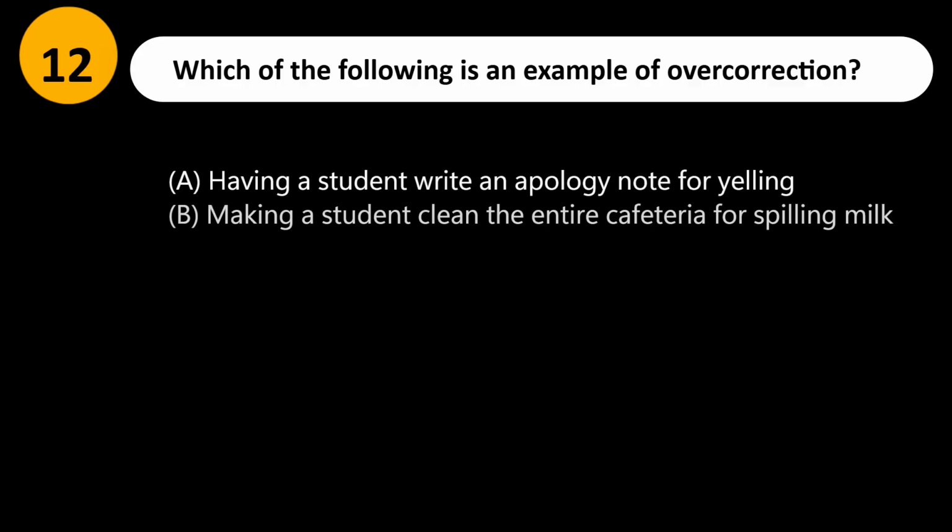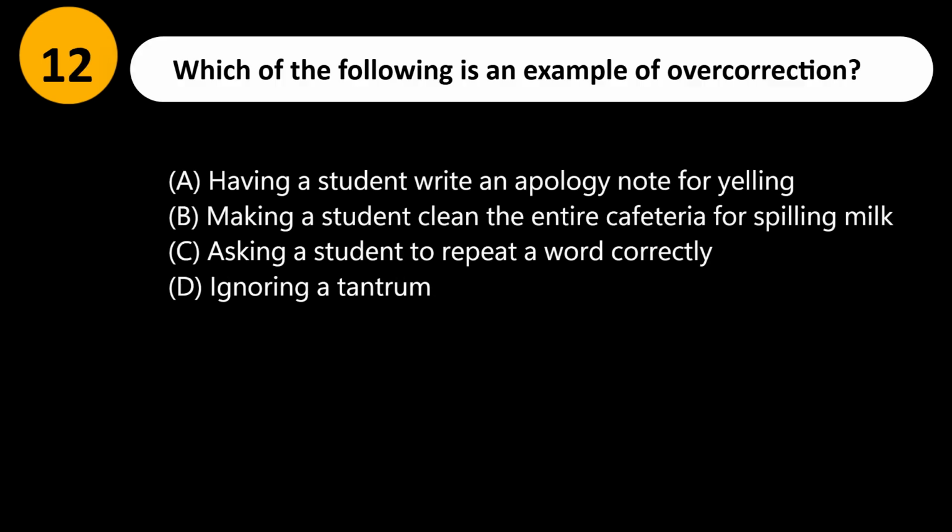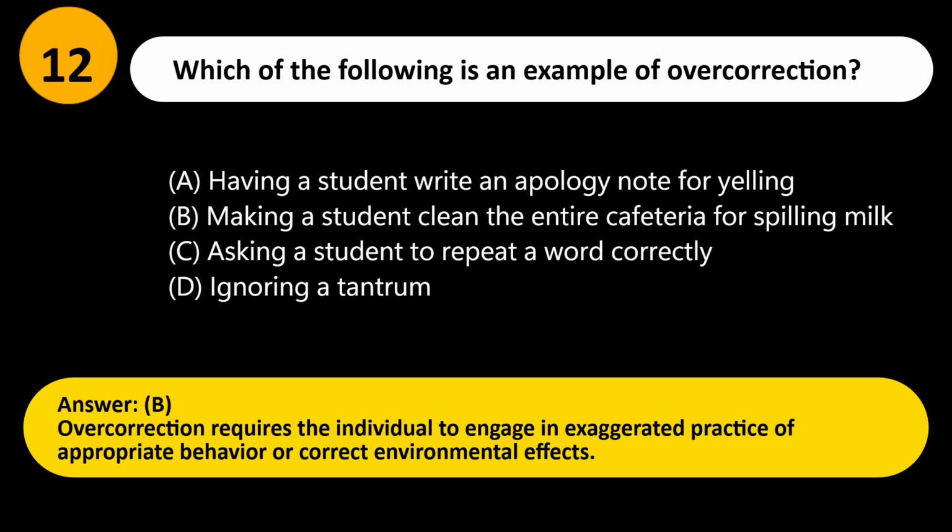Which of the following is an example of overcorrection? A. Having a student write an apology note for yelling. B. Making a student clean the entire cafeteria for spilling milk. C. Asking a student to repeat a word correctly. D. Ignoring a tantrum. Answer, B. Overcorrection requires the individual to engage in exaggerated practice of appropriate behavior or correct environmental effects.